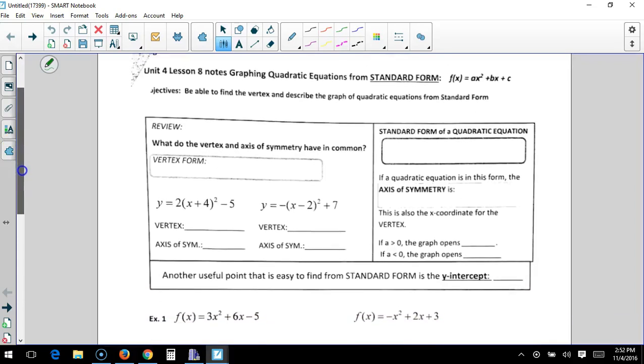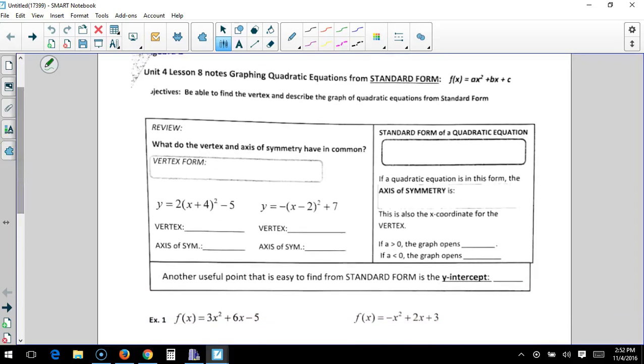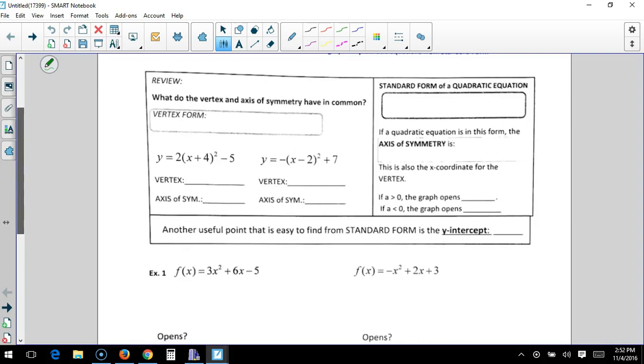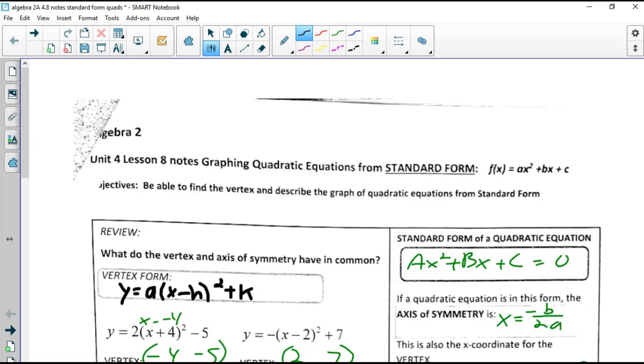Okay, lesson 8. Graphing from standard form, ax squared plus bx plus c. You want to find the vertex and describe the graph from standard form. So what do the vertex and the axis of symmetry have in common? Well, let's look at what the vertex formula is.